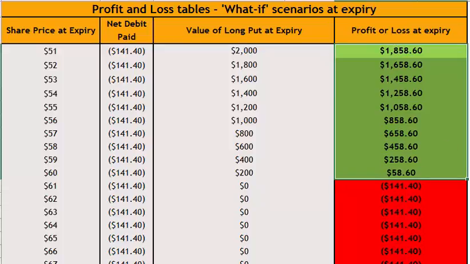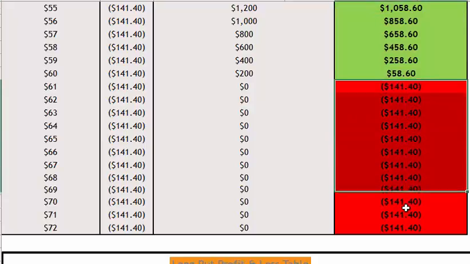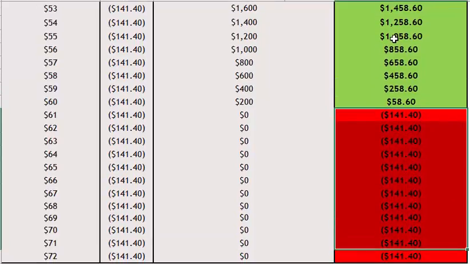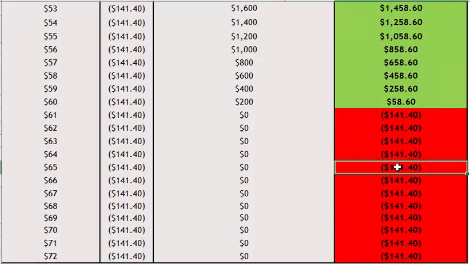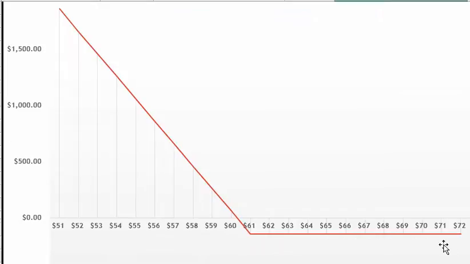And then you can see below that, highlighted in red, you can see our max loss. And you can see it's totally limited here to 141.40. That's all we can lose with this strategy. So anything highlighted in green is profit, anything highlighted in red is a loss. And then all we've done below that is we've actually graphed the profit and loss table. So you can see here, as the share price is falling, our profits start to go up here.